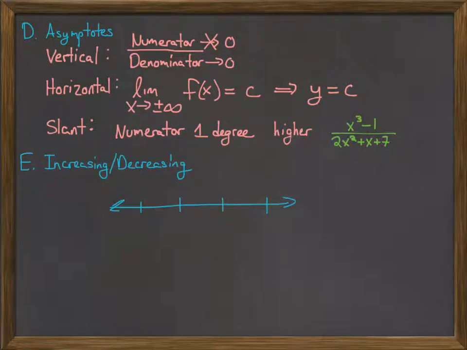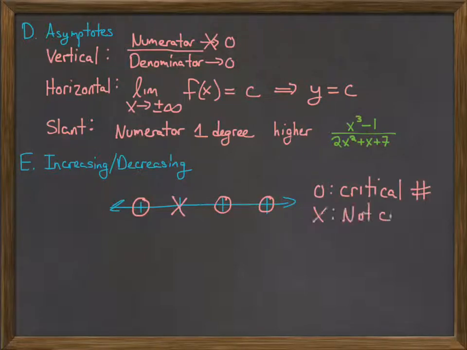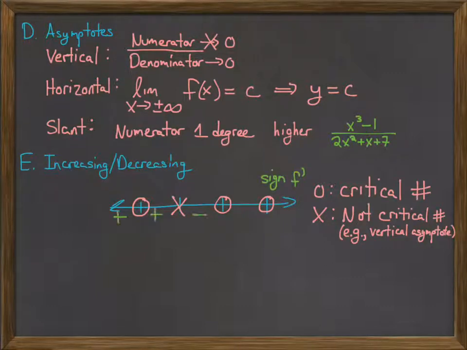So let's just give an example. For instance, let's say those 3 points are critical numbers, and the x is not a critical number, which might be a vertical asymptote, something like that. And on the number line for increasing, decreasing, you talk about the sign of the first derivative. So let's say we've gone through and calculated this. So where there's a plus sign, the function is increasing. Where there's a minus sign, it's decreasing.